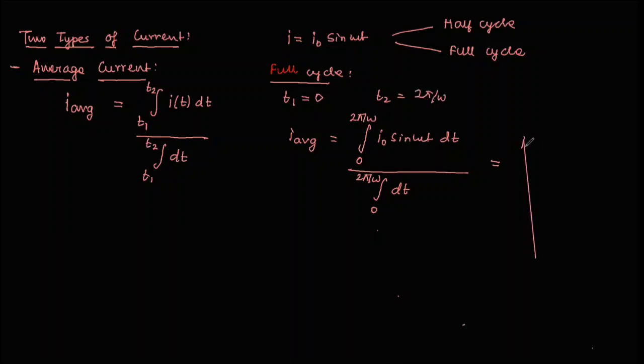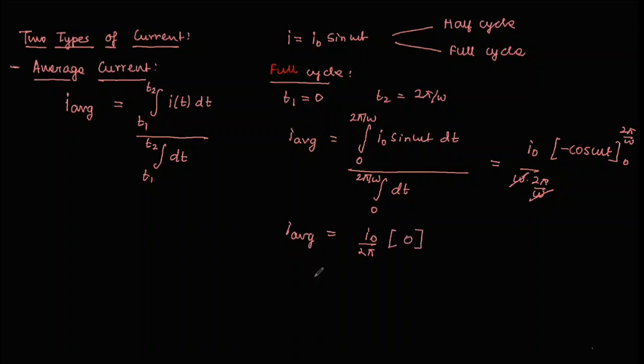So this time we are getting I naught, and integration of sine omega t is minus cos omega t divided by omega, into 2 pi by omega, from 0 to 2 pi by omega. And we can clear it out. So we obtain this time I average is turning out to be I naught by 2 pi, and the value of cos omega t in this zone is 0. So the I average is equal to 0.